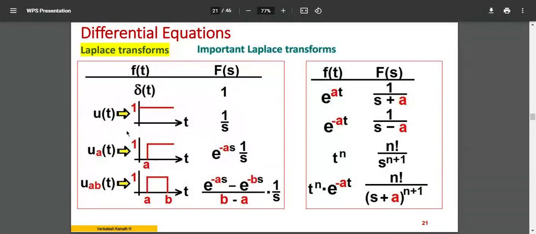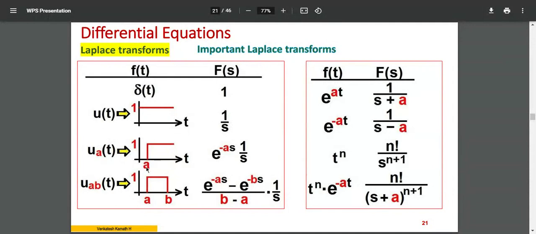Then you have a constant uniform input, starting from t is equal to 0. The value before that is 0 only. We call the function u of t. The value of that is 1. It's a constant uniform value. So the Laplace transform of the value 1 is 1 by s.